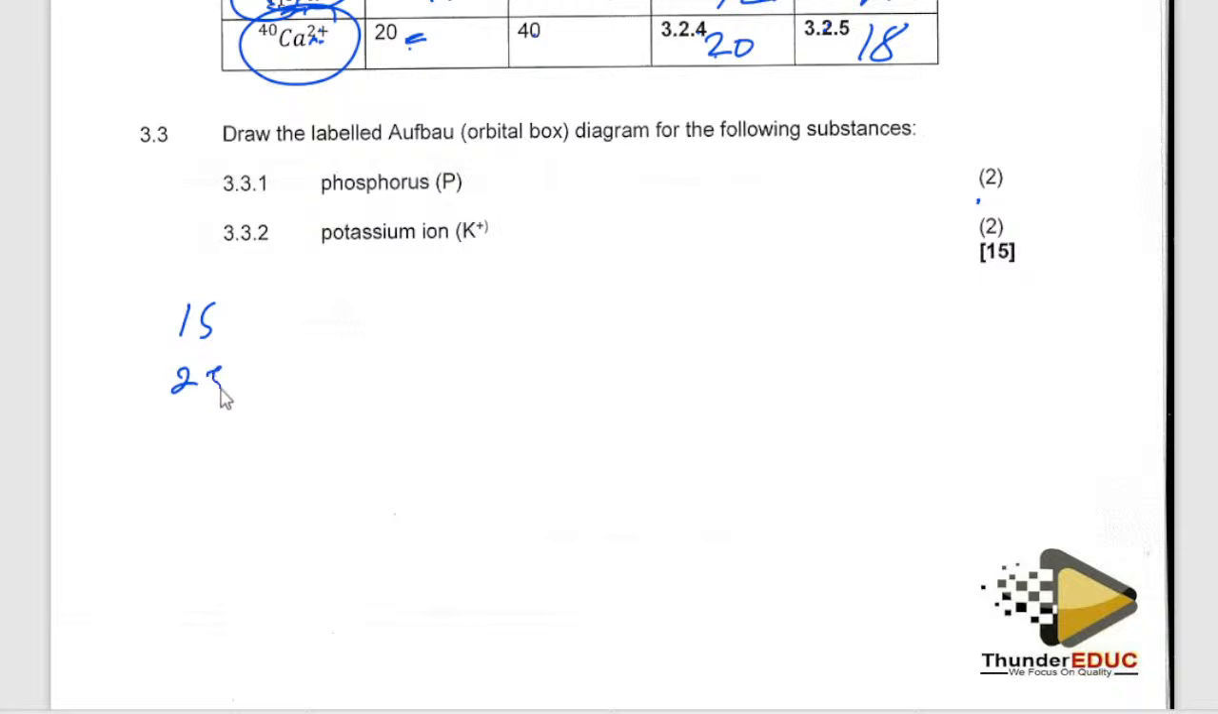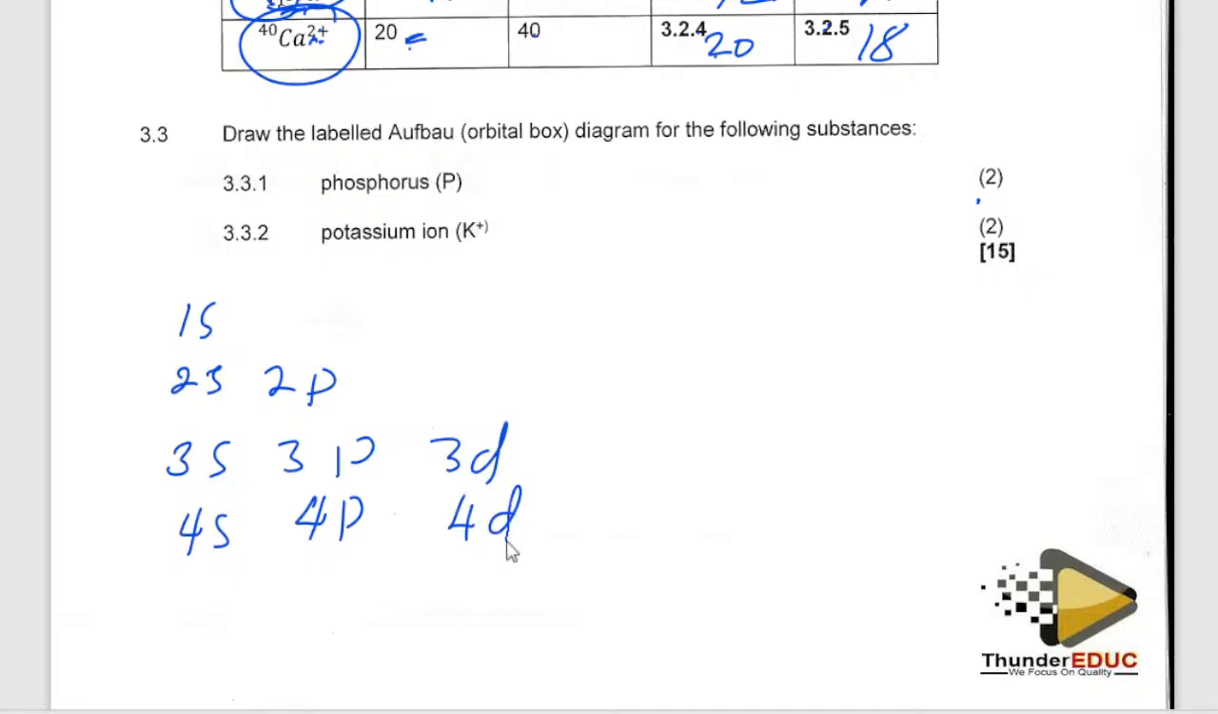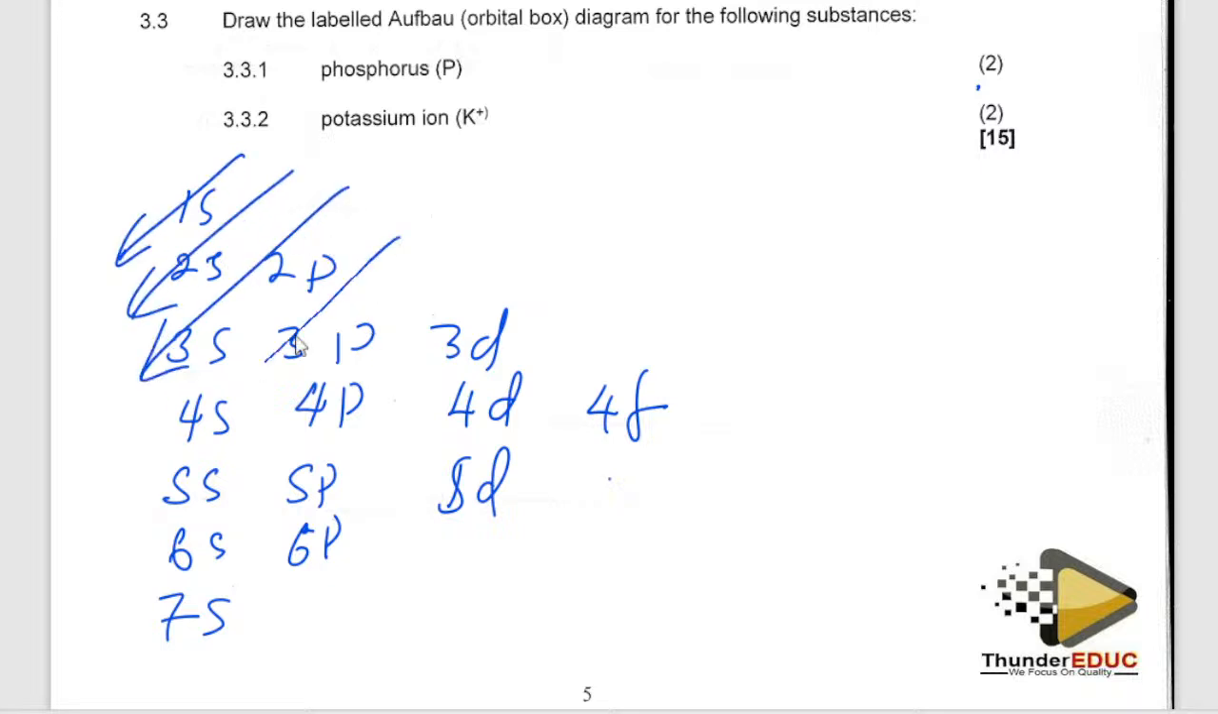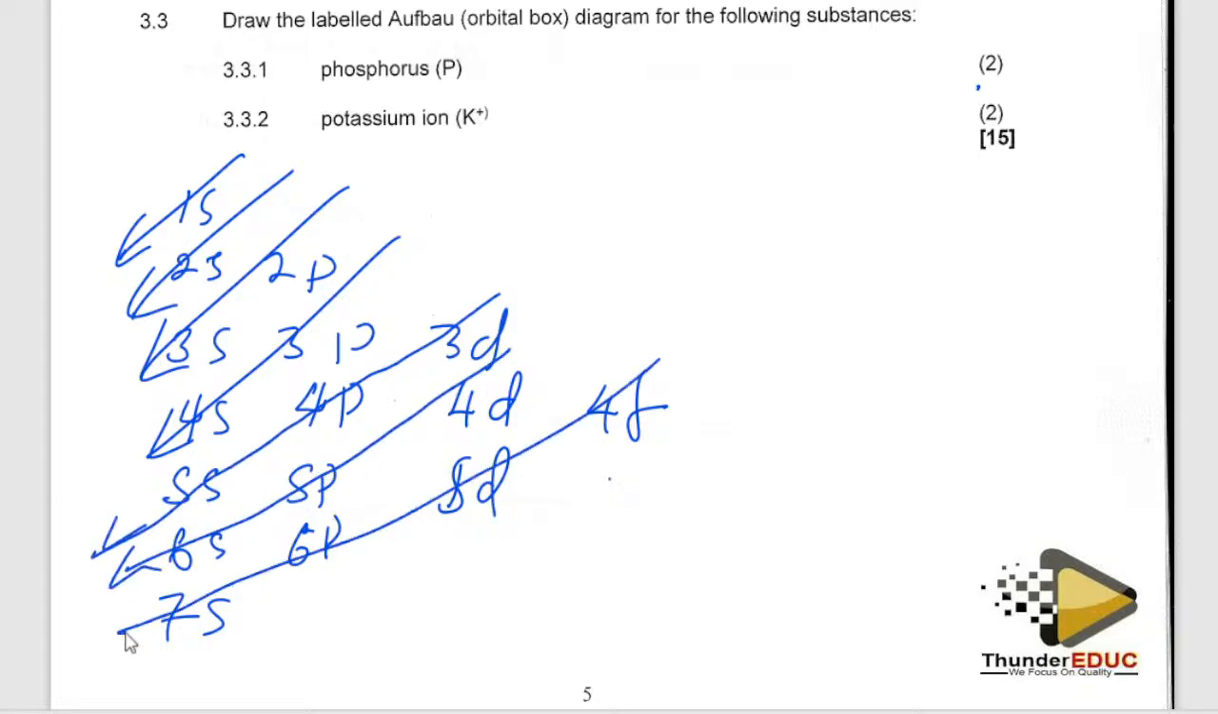1s, 2s, 2p, 3s, 3p, 3d, 4s, 4p, 4d, 4f, 5s, 5p, 5d, it's fine like that, 6s, 6p, whatever, 7s, okay, like that. So I think we have got it. So once we get that, now you go to phosphorus.